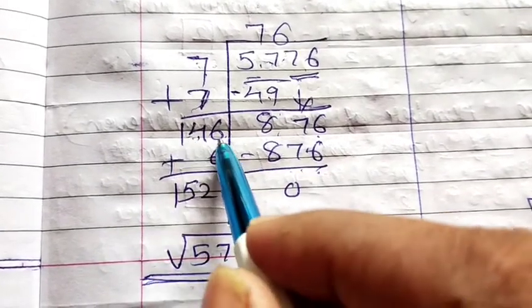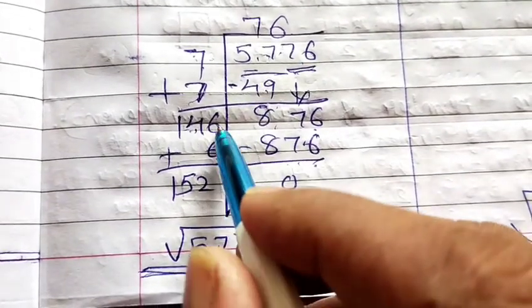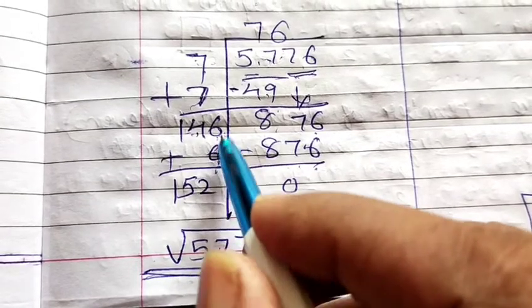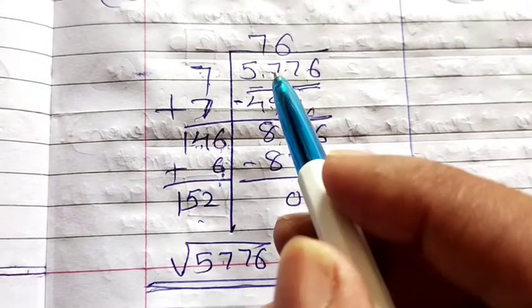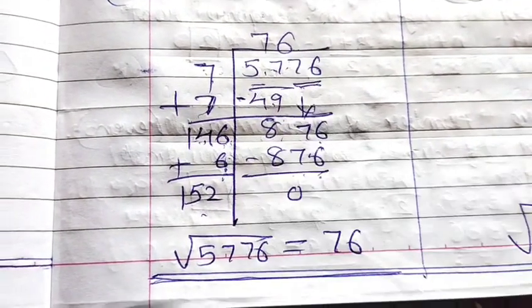Now whatever value you have taken over here, the same value you have to take over here, and with the same number you have to add. Whatever value you have taken over here, the same value you have to add, just twice the unit place. So when you add, you will get 152. This is of no use. So we can say that the root of 5776 is 76.